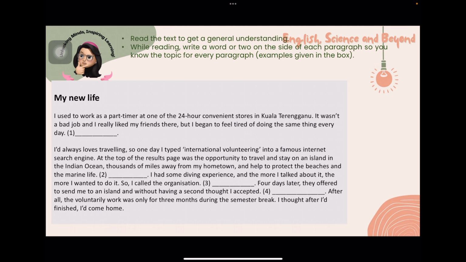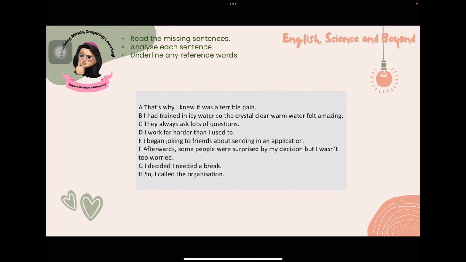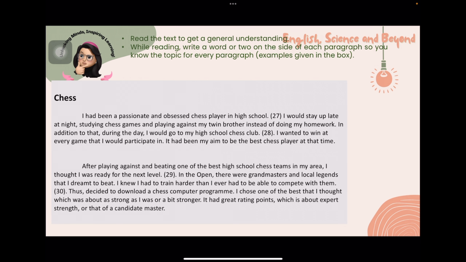So let's look at the first paragraph. I used to work as a part-timer. Okay, let's skip this one. Let's look at this example here.